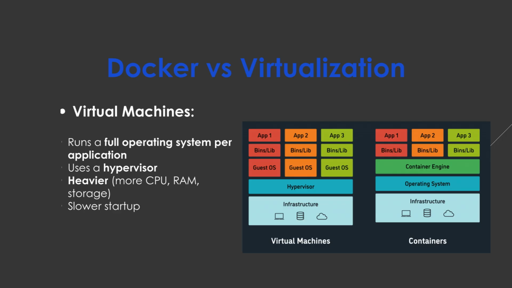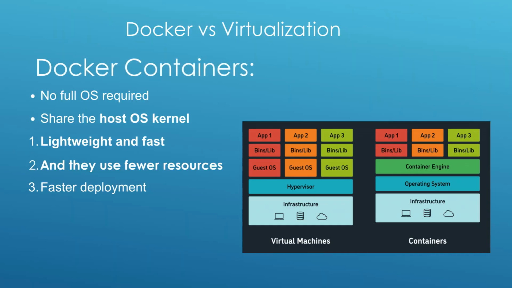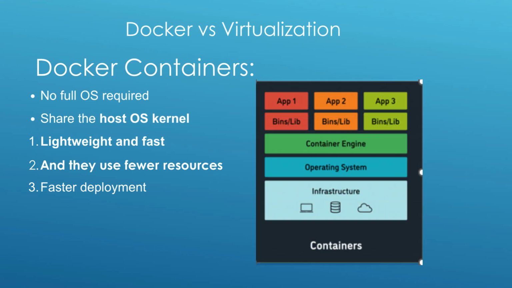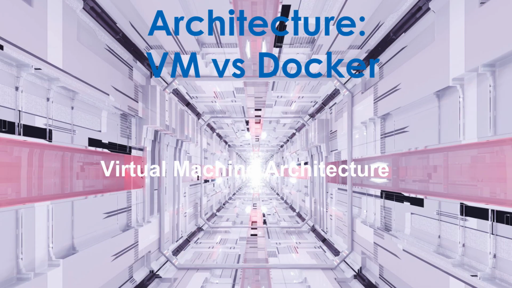Now compare that with Docker. Docker containers don't need a full operating system for each application. Instead, they share the host system's kernel. So what does that mean? Containers are much lighter, they start faster, and they use fewer resources. That's why in modern cloud environments, Docker is preferred for application deployment.